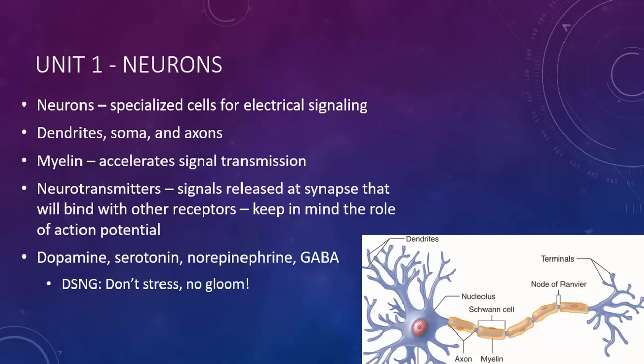Now, it's also important to note norepinephrine, which is going to help with control, alertness, arousal. We also have GABA, which is the brain's main inhibitory neurotransmitter. It calms you down, helps with anxiety control. So to sort of remember these 4, I think of "don't stress, no gloom." To think of the D and S and N and G here, so that might help you.